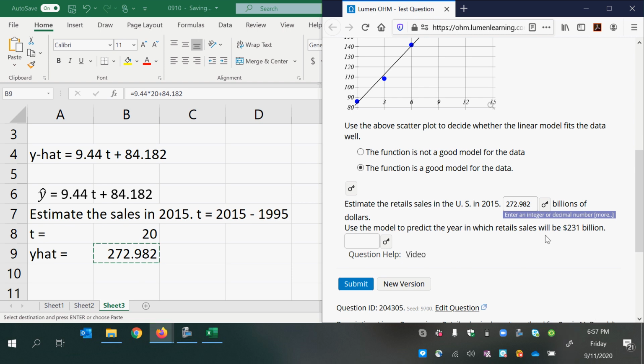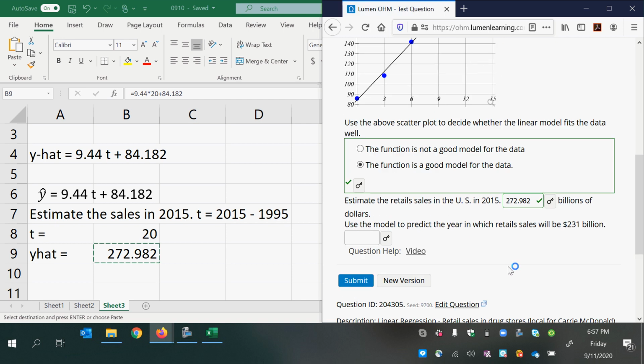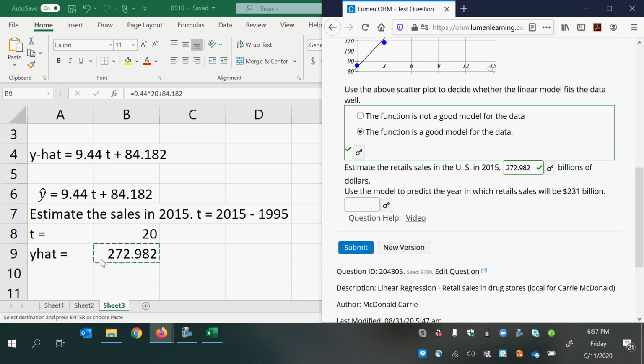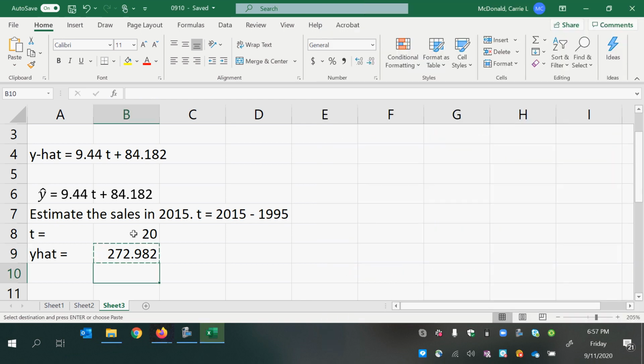Make sure that you're always watching out for any rounding directions. This just says enter your answers as an integer or a decimal. So I'm going to press enter, and we got it right. Okay, so no big deal. Just plugging in the number of years that have passed.